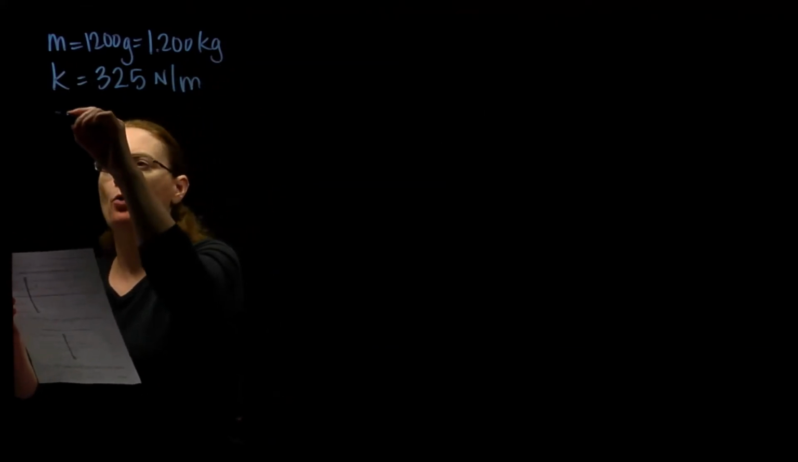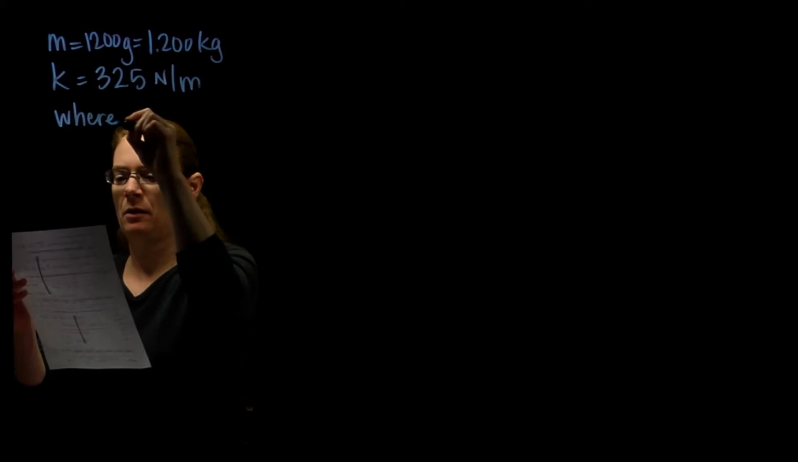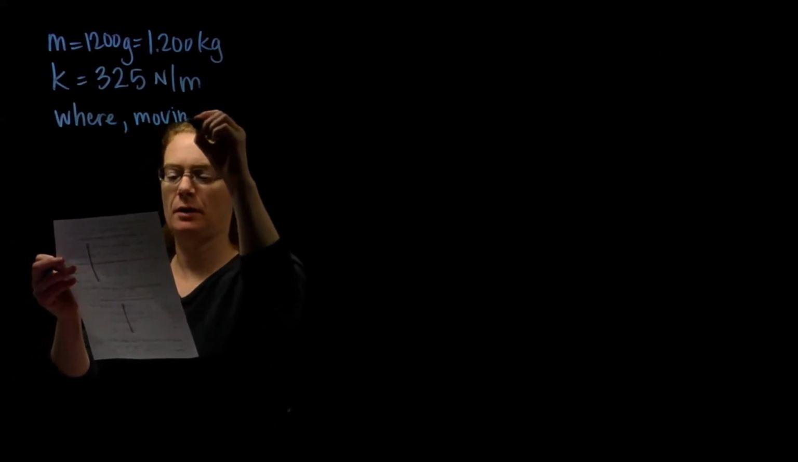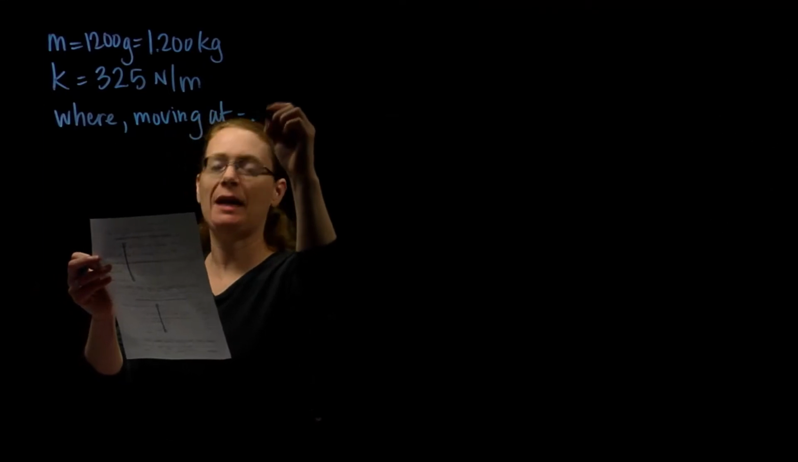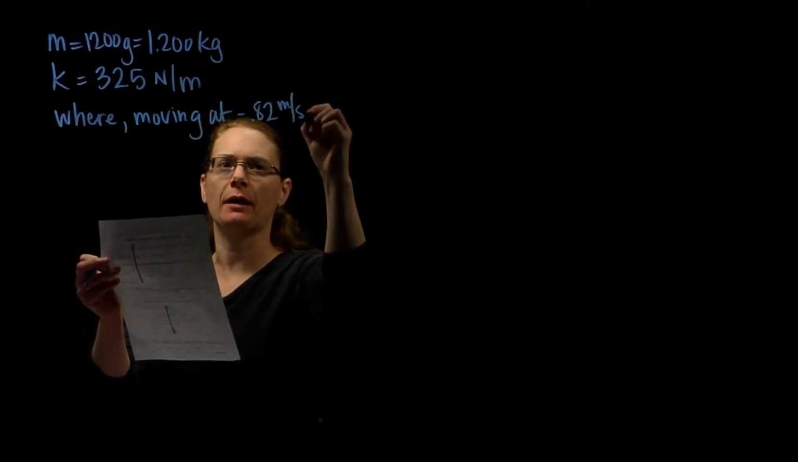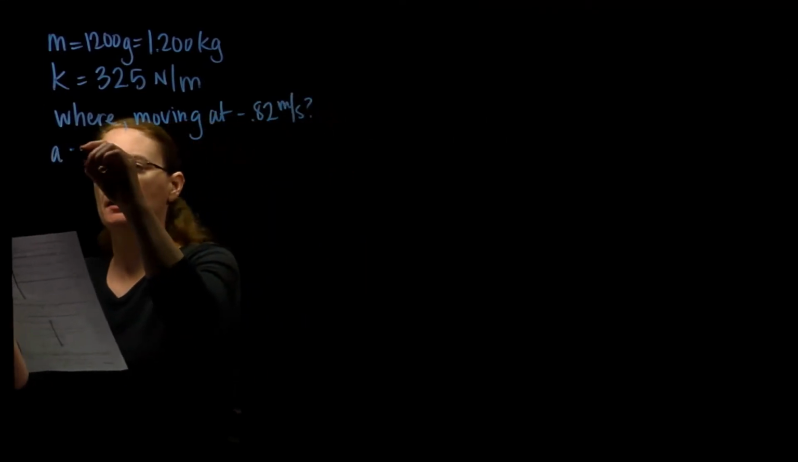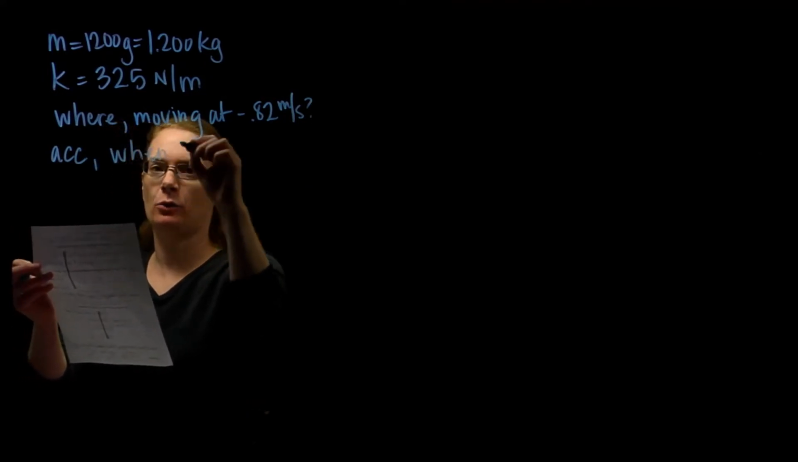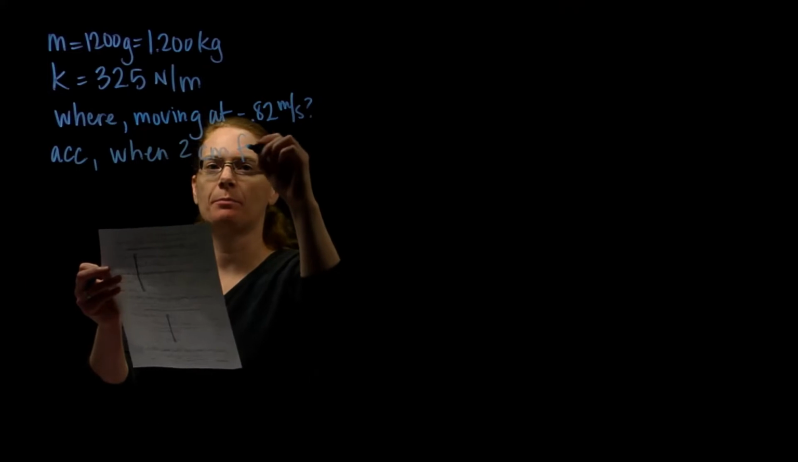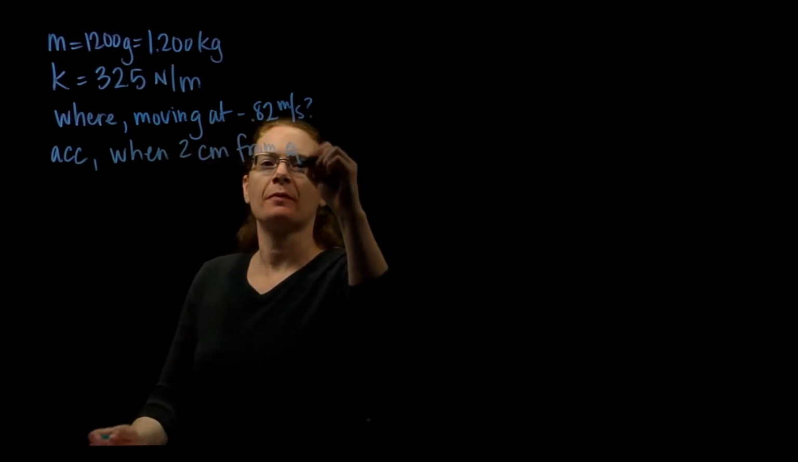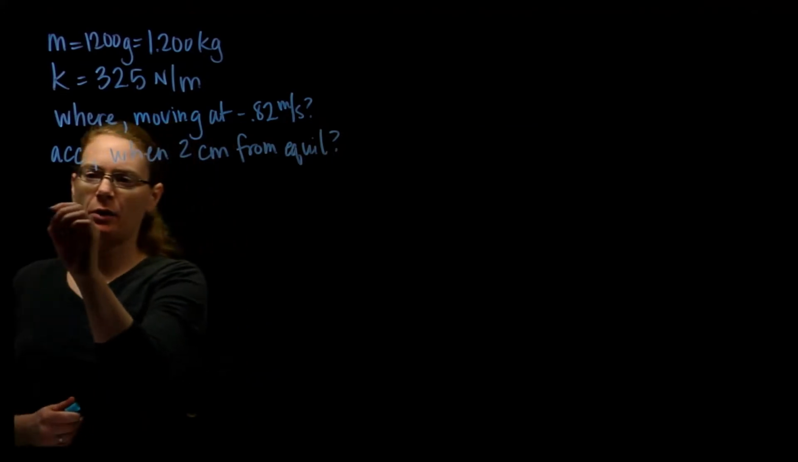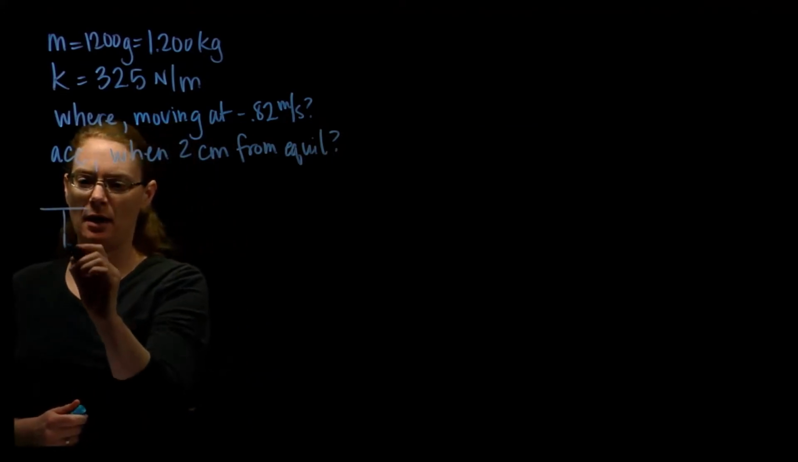And we want to know where is the doll when it is moving at negative 0.82 meters per second. And what is its acceleration when it is 2 centimeters from equilibrium? There's our question. So if we draw a little picture, we've got a doll on a spring.